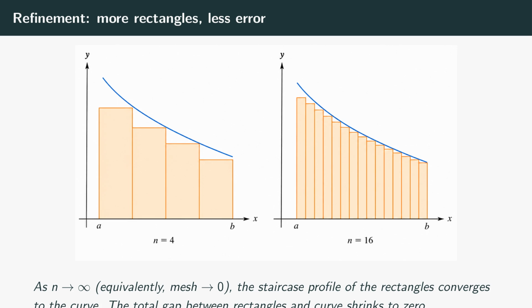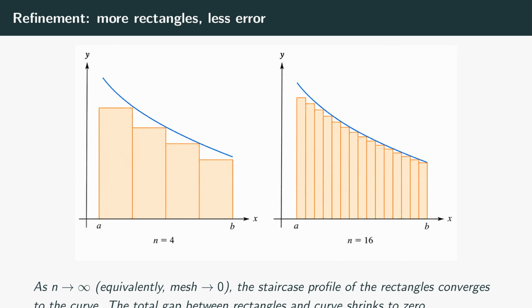If I drew a third panel with n equals 100, you'd struggle to tell the rectangle outline from the curve at all. That is what taking the mesh to 0 looks like. The staircase converges to the curve. The total approximation error, the sum of the little gaps, converges to 0. And the Riemann sum, which is the total rectangle area, converges to a single number, which we call the area under the curve, and write as the integral from a to b of f of x dx. That number is what the definition was designed to produce.